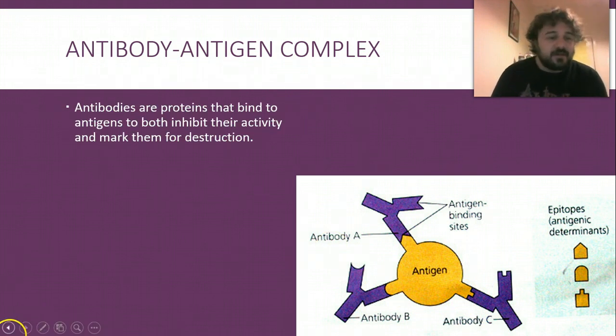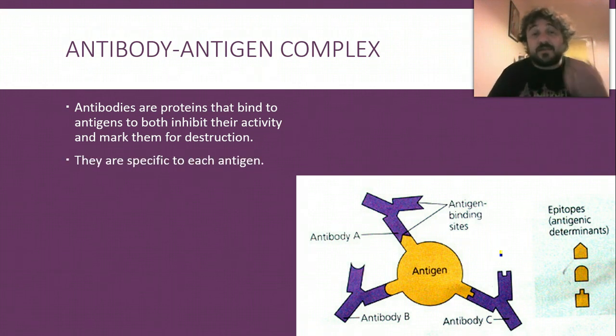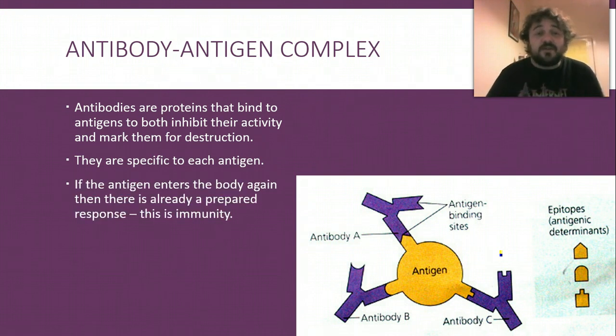So antibodies are proteins that bind to antigens like a lock and key. They bind to the antigens, they inhibit their activity, and mark them for destruction. So they serve two purposes. And they're specific to each antigen. It's really important to know that they are specific to each antigen. So if the antigen enters the body again, we're already immune. The body is prepared and it can attack it again once those antibodies have been produced the first time.